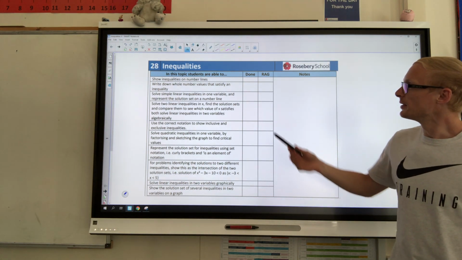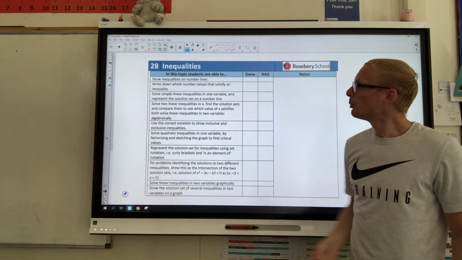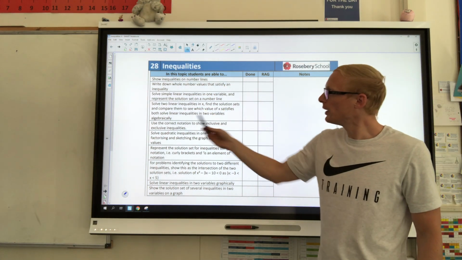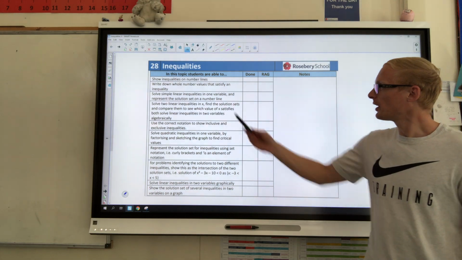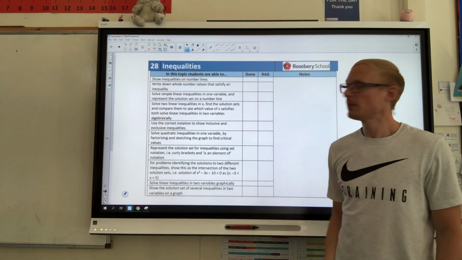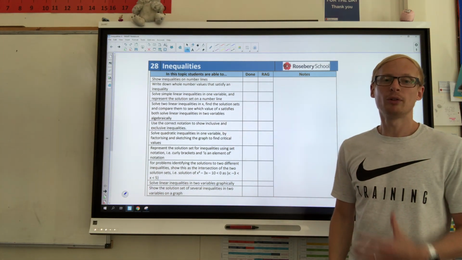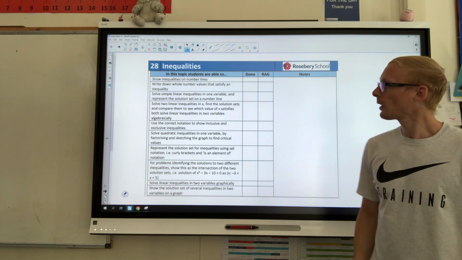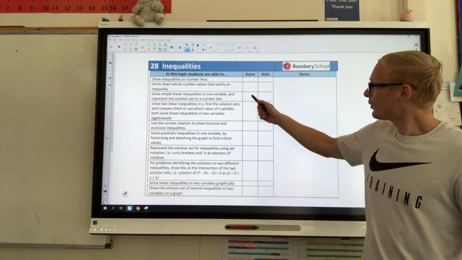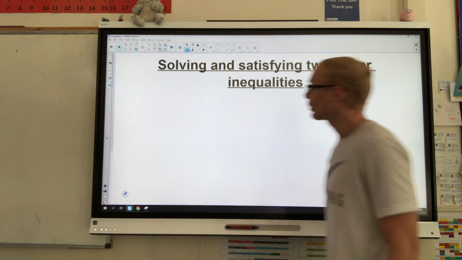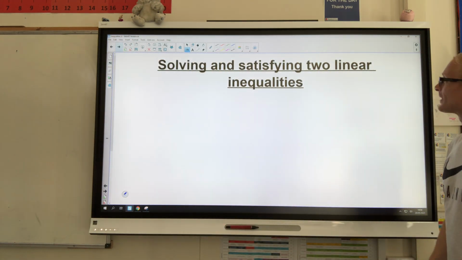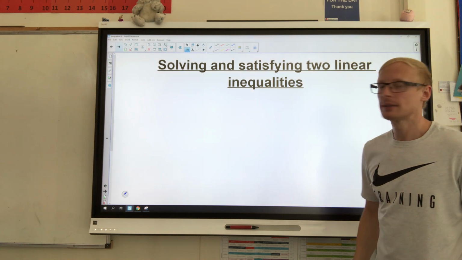So over the last 3 lessons you've done the first 3 bullet points there. We're going to focus on the 4th one here. It's the idea of solving 2 inequalities, finding the solutions and then comparing them to see which values of x work for both inequalities. Okay? So you should have already ticked off those first 3 and we're going to work on the 4th one today. So that's your title, Solving and Satisfying 2 Linear Inequalities.